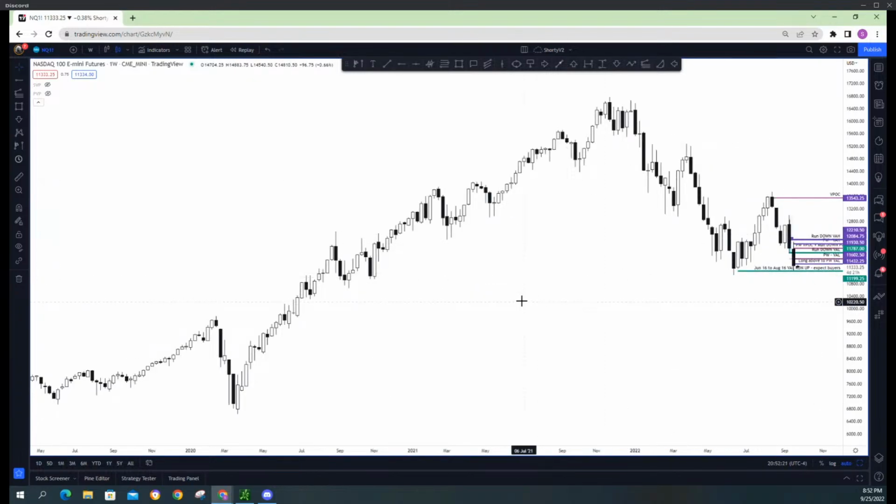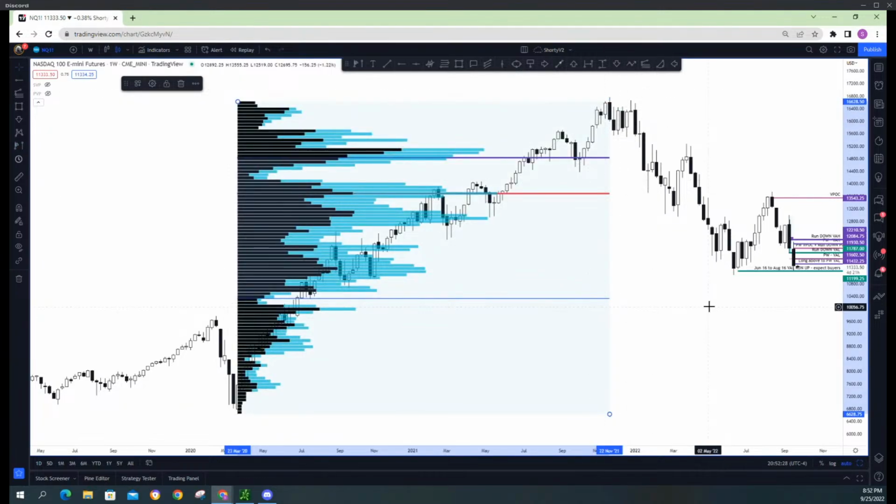Then we've got to do the same thing we did here. And you guys see how many levels we've got here in a tight area. We need to find some big boy levels. So this level here is going to be pretty important.